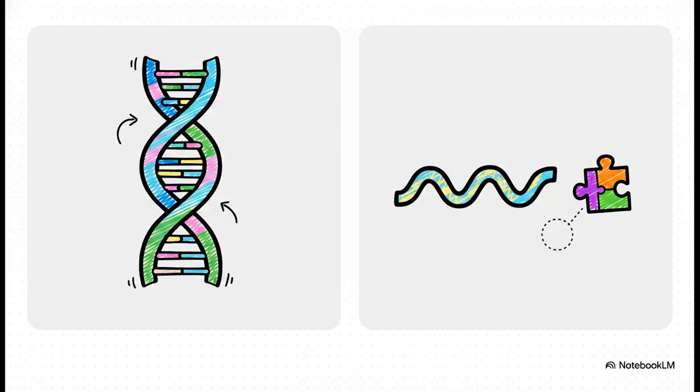Now, there are 2 main types of nucleic acids, and you have to know the difference. On one side, we have DNA, or deoxyribonucleic acid. It features that famous double helix structure, a deoxyribose sugar, and its nitrogenous bases include adenine, guanine, cytosine, and thymine.